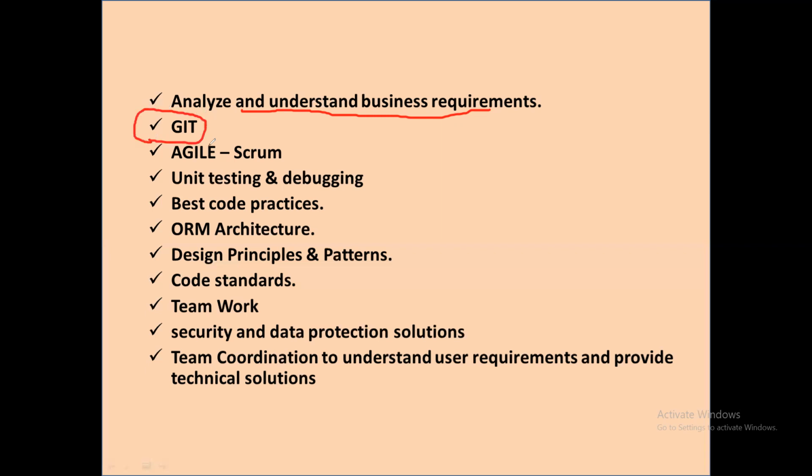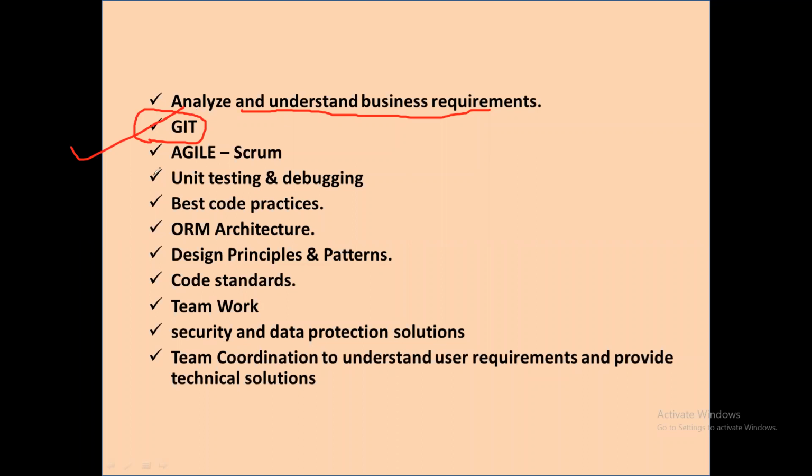Git. What is the purpose of Git? For example, you are writing some code. Git is where you add your source code. For example, you are writing some code where you want to keep your code. That is under Git.